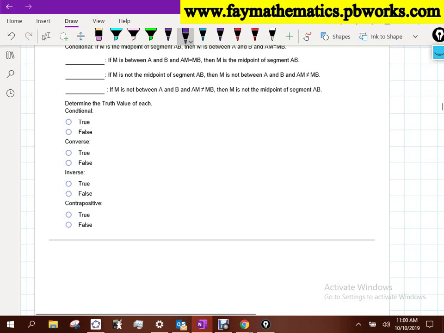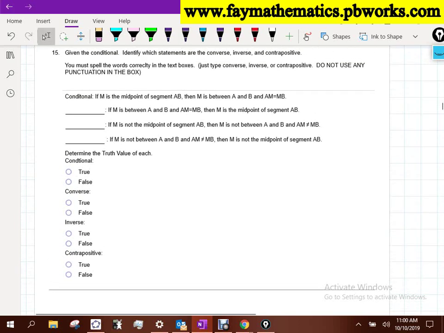Same thing going on here. If M is the midpoint of segment AB, then M is between A and B, and AM is equal to MB. That is the conditional, and it is true. This is the definition of a midpoint. If M is between A and B, and AM equals MB, then M is the midpoint of segment AB. That is the converse.